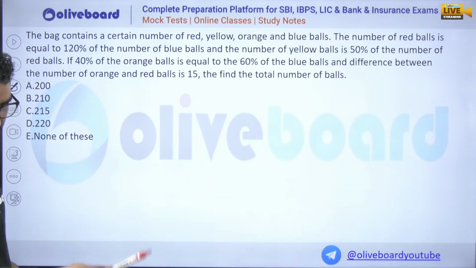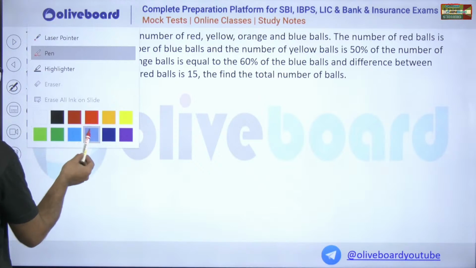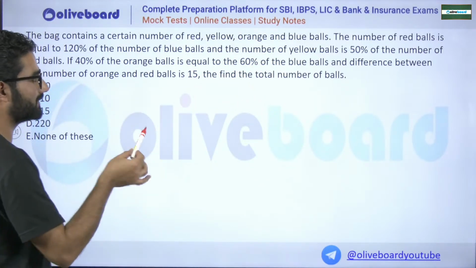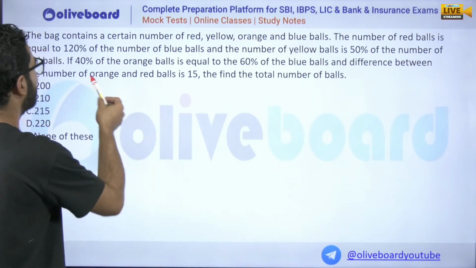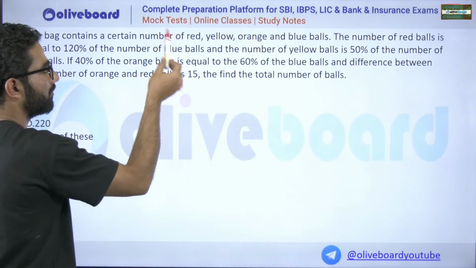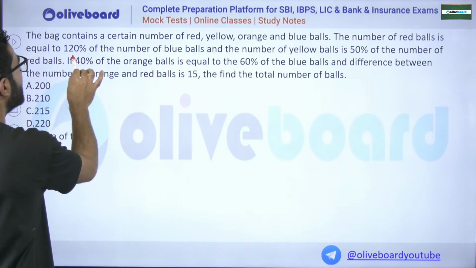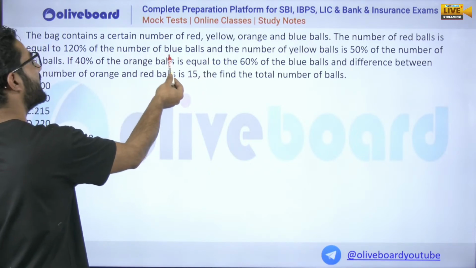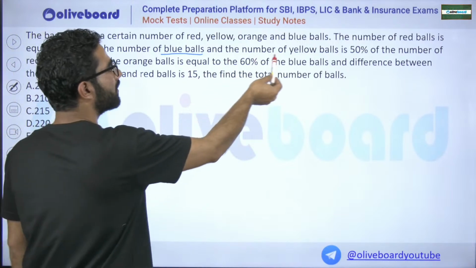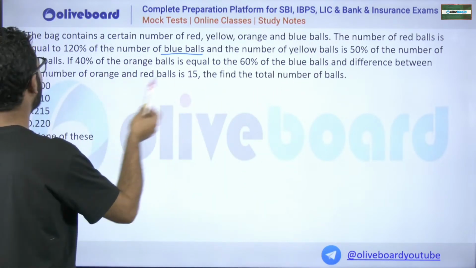Okay, I'm explaining how to tackle this question. The question is quite lengthy, and it obviously takes 10-15 seconds to read. The bag contains a certain number of red, yellow, orange, and blue balls, and the number of red balls is equal to 120 percentile of the number of blue balls. I can take blue balls as the base, then I can calculate the value. The number of yellow balls is 50 percentile of the number of red balls.